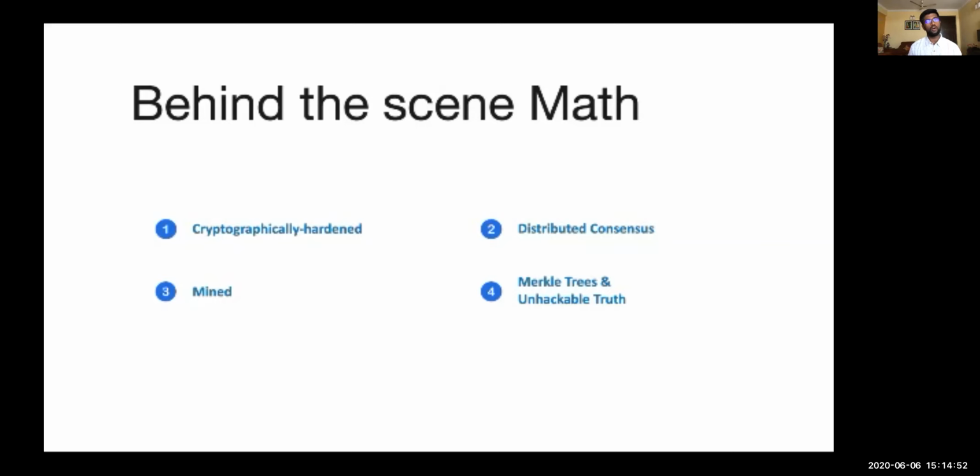First of all, a block of transactions that goes into a blockchain network is cryptographically hardened. What does that mean? What is it, cryptographically hardened? So as I see, 80% of you are faculty, the rest are students. You have already been teaching cryptography for maybe a number of years.